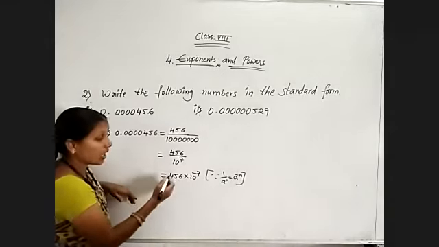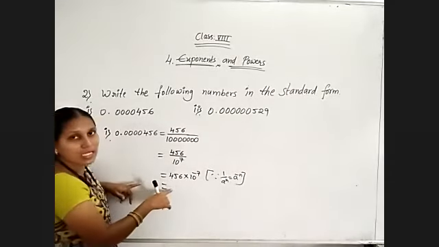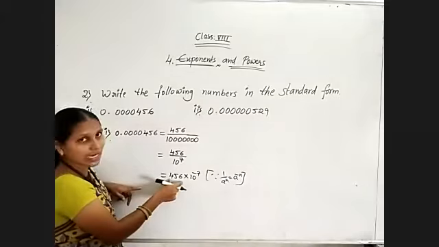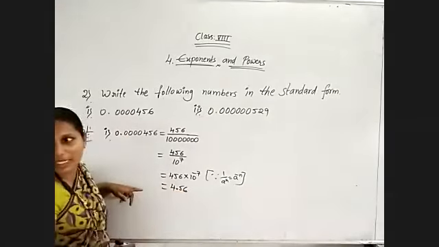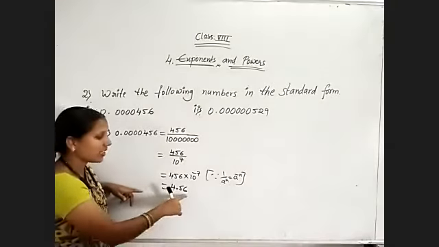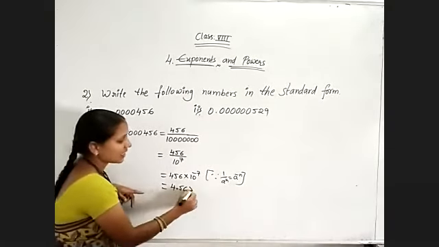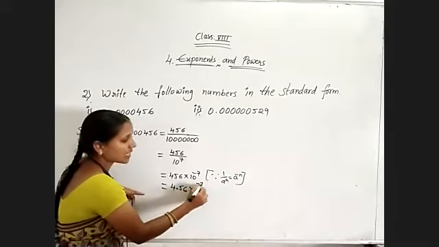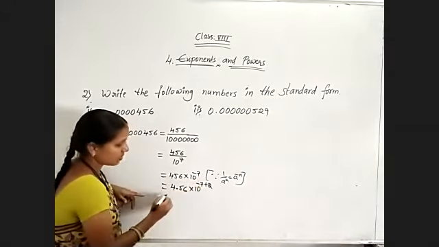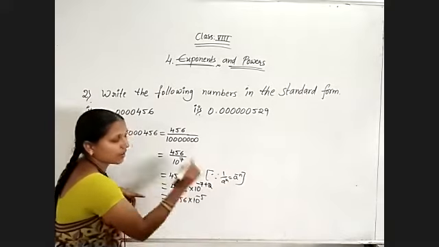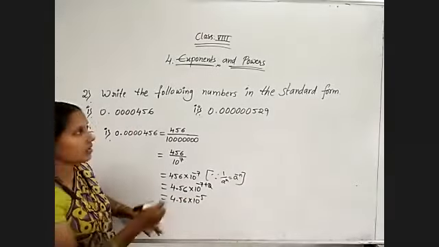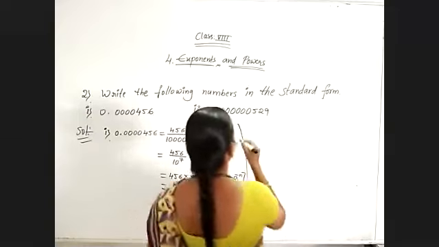Now I want the answer in decimal number form, so I write 4.56. How many decimal digits am I taking? Only 2 decimal digits, so 10 power minus 7 plus 2. Which is equal to 4.56 into 10 power minus 5, the final answer. Same here also, observe.